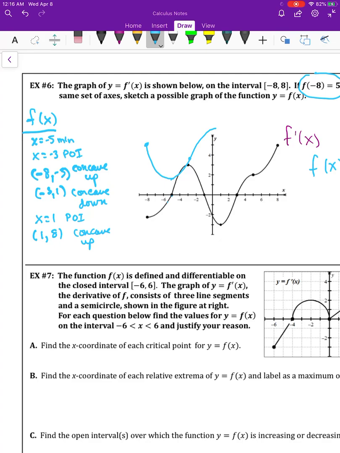So at this point right here, at negative 3, it starts to be concave down now. Do we have any more maxes or mins? At negative 1, we were going from positive to negative. So we had a maximum at negative 1 that I forgot to write. X equals negative 1 is a max. And then at x equals positive 1 is another point of inflection. And then going from negative to positive, we have a minimum at 3.